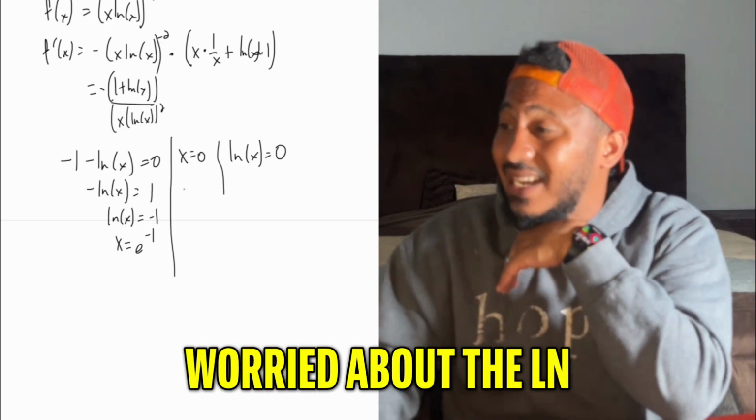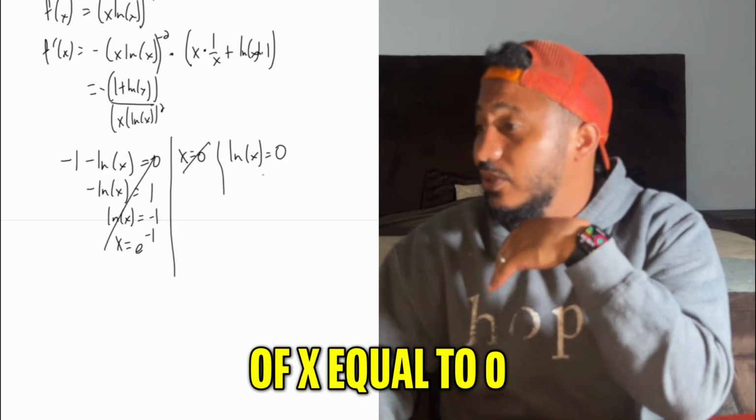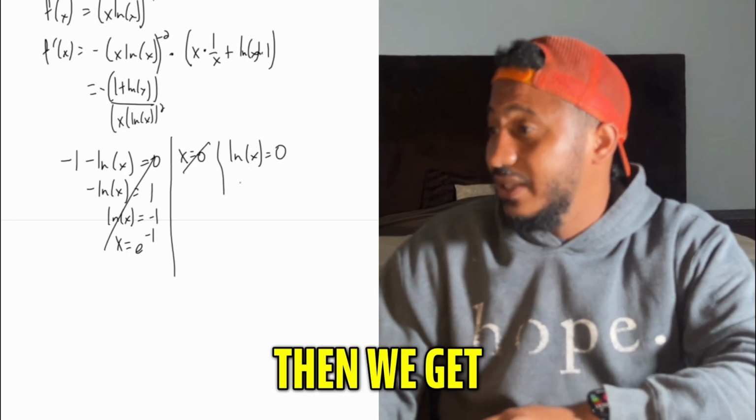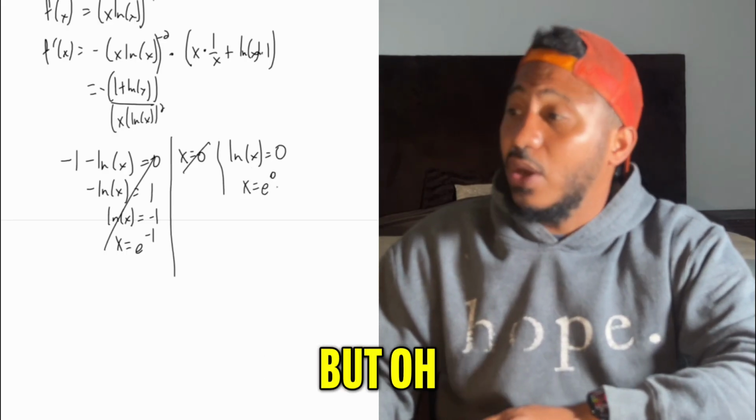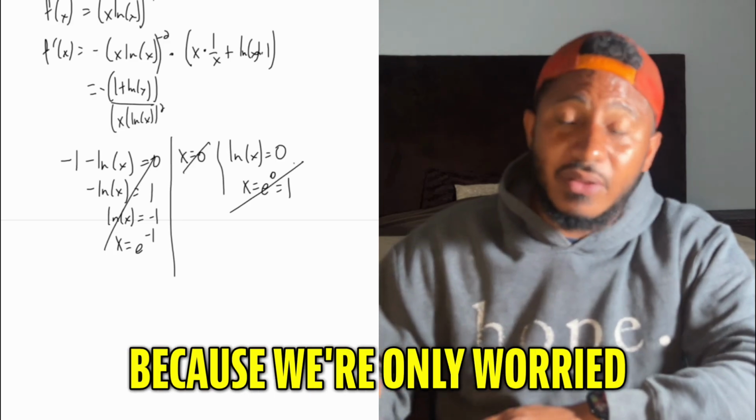Okay. So we're not worrying about this one as well. So really we're only worrying about that ln of x equal to 0, which means if I raise both sides to the e power, then we get x equals e to the 0. But oh, that's 1. So we're not worrying about that one either because we're only worrying from 2 to infinity.